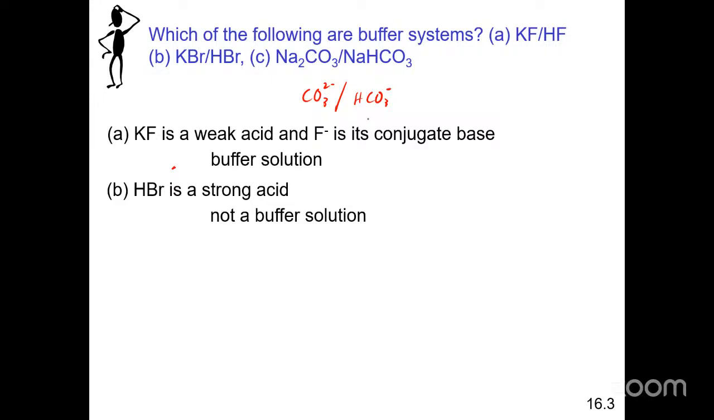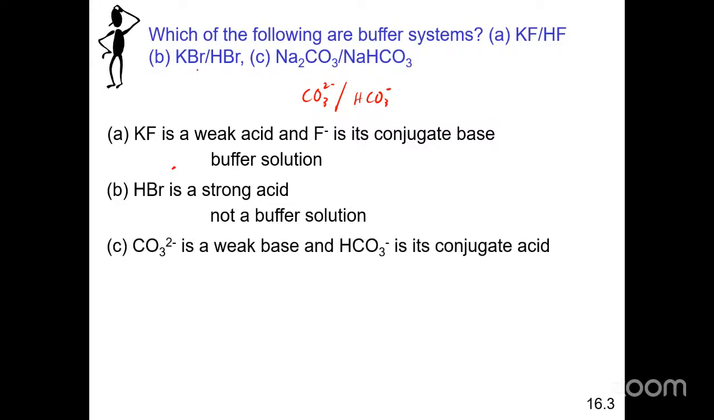Well, which of these would you expect to be the acid in this case? Which would be the acid, the carbonate or the bicarbonate? Bicarbonate. The bicarbonate. All right, very good. And what type of acid do you think that is? Is that a weak or a strong acid? Remember, there are 6 strong acids. Is bicarbonate one of them? No. So the bicarbonate is a weak acid, and the carbonate ion is the conjugate base of that acid. So therefore, that mixture will be a buffer solution as well.